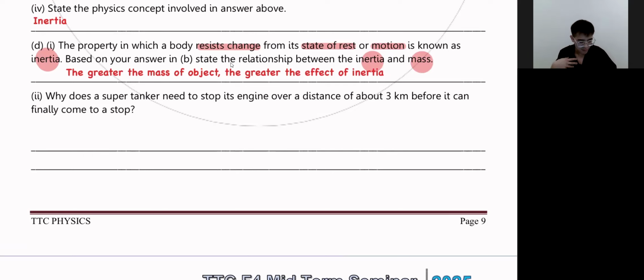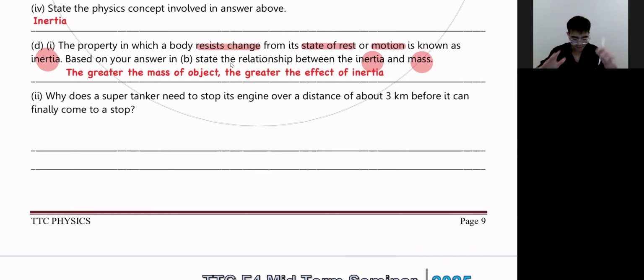Clear? Now then the last one, D2. This one we discussed before in the normal class. The question asked, why does a super tanker need to stop its engine over a distance of about 3 kilometers before it can finally come to a stop? A super tanker is an extra large ship that carries oil. About 3 kilometers before they reach the port, they have to switch off their engine.